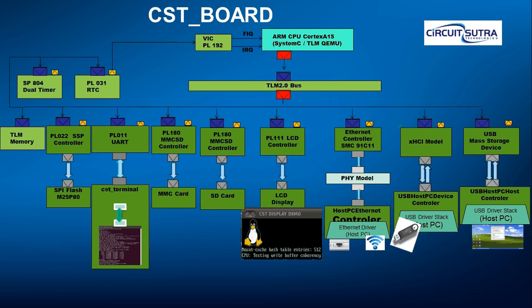It has the model of a ARM CPU Cortex A15 which is based on QEMU. So we have extracted the CPU core part from QEMU and developed a SystemC TLM 2.0 wrapper on top of that so that it can be used in SystemC based virtual platforms. It has a TLM 2.0 bus and the models of several peripherals. CST board has the models of minimal peripherals required to boot the Linux, like timer, interrupt controller, memory. Apart from that, it has the models from various quick start packages. So in today's demo, we will focus on PL011 UART, PL180 MMC and PL022 SSP. So let's see the demo.